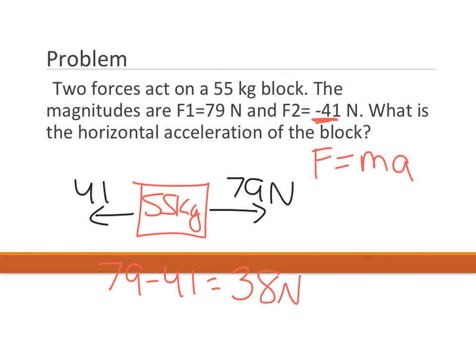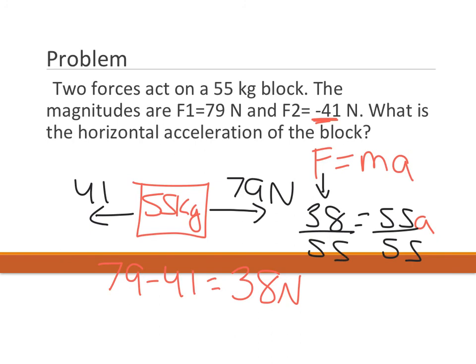Let's plug these things in. So I have 38 newtons equals 55 times my acceleration. So now let's solve for acceleration. I'm going to divide by 55 on each side. And for my acceleration, I will get 0.69 meters per second squared.